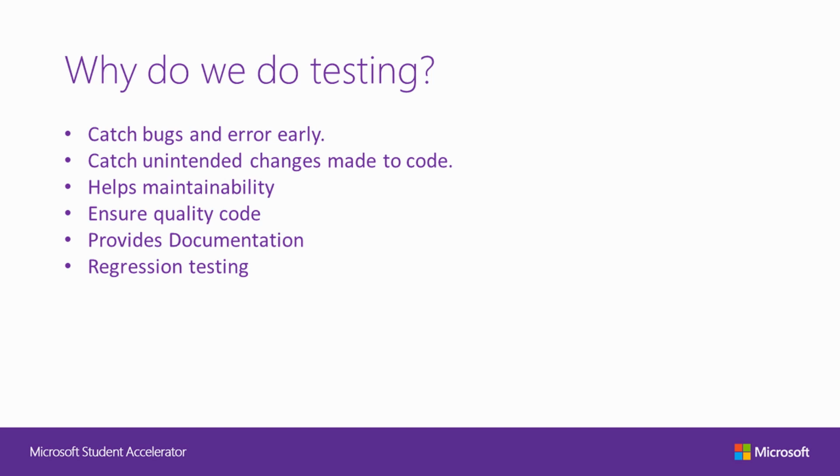So why do we do testing? It allows us to catch bugs and errors early on, and catch unintended changes made to code. This ensures that we can maintain our code and that our code is of high quality. It also provides some documentation on what we expect to be inputted into our methods and functions, and also what we expect to be outputted from them. It also allows us to do some regression testing. So as our codebase grows, we can check all the pieces of code still work as we expect.